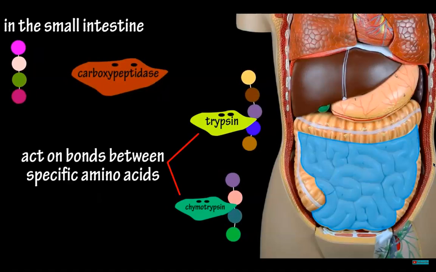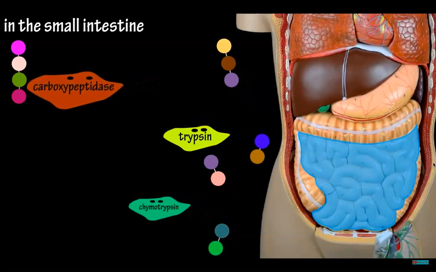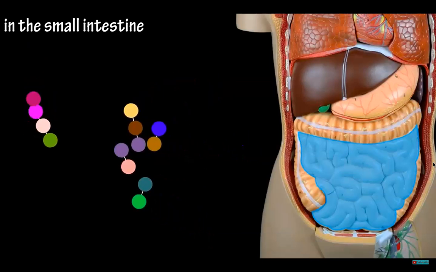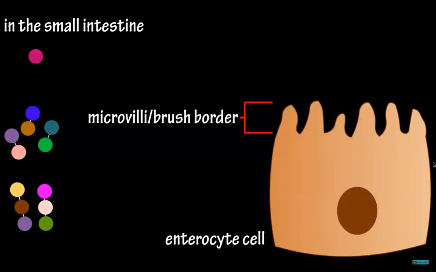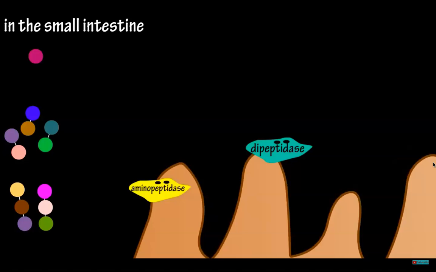Trypsin and chymotrypsin act on bonds between specific amino acids within the partially digested protein, breaking them into smaller peptide fragments. Carboxypeptidase can only act on a specific end of a fragment, breaking the bond and releasing one amino acid at a time. So, at this point, there are free amino acids, dipeptides, which are 2 amino acids bonded together, and small peptide fragments. The brush border or microvilli, which are tiny hair-like projections located on the enterocyte cells of the small intestine, also contain enzymes that finish the breakdown process.